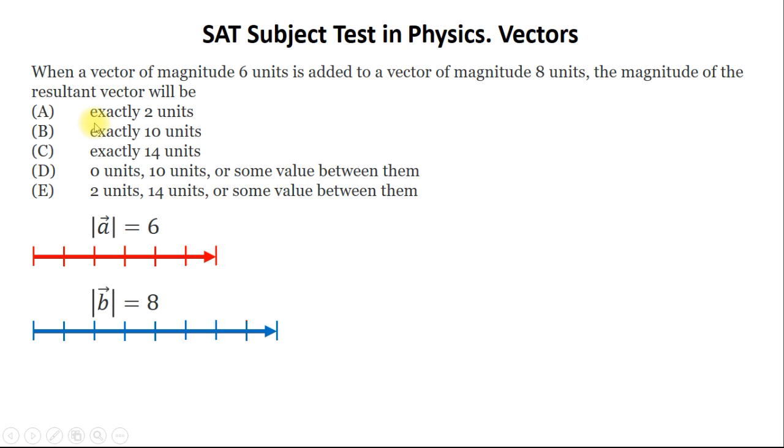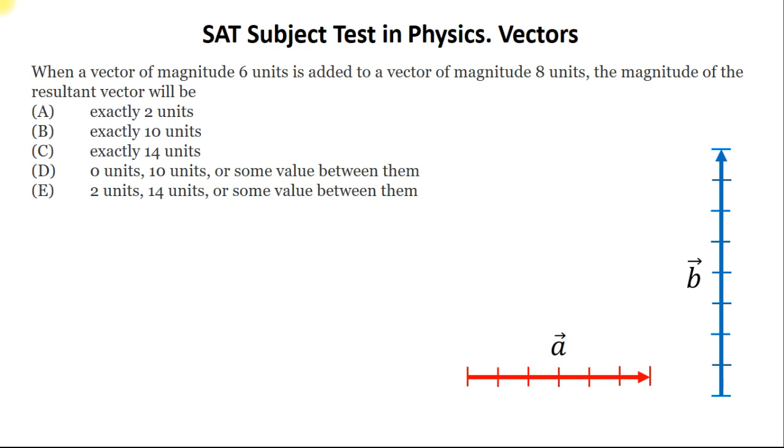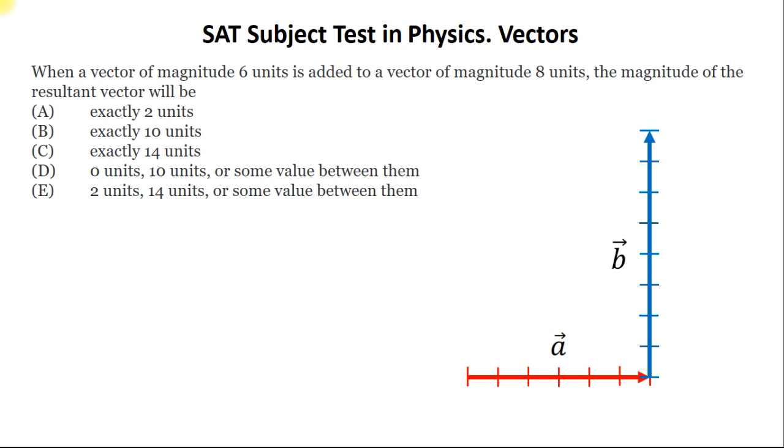The first one, exactly 2 units. No, it's not true. For example, let's point the vector A horizontally to the right, and the vector B in the north direction. To add these vectors, we should place the beginning of vector B at the end of vector A. The vector sum can be drawn as the vector from the beginning to the end point.